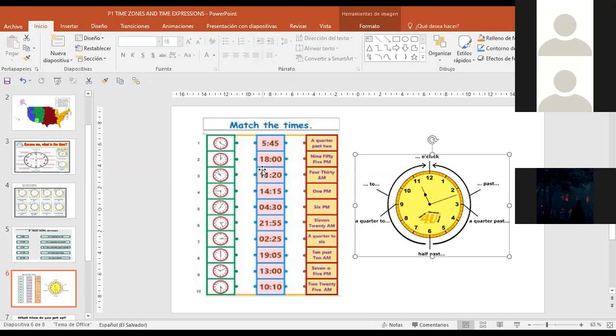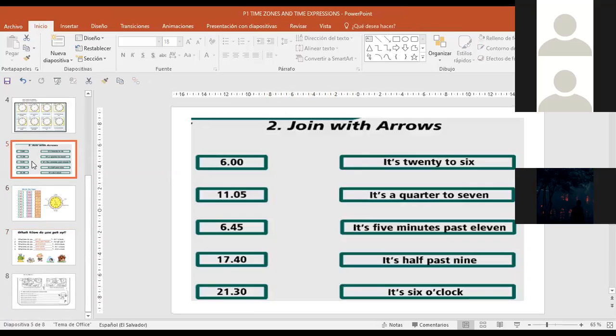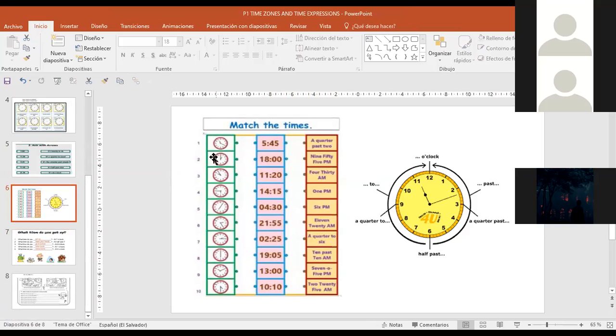Ernesto, what time is it in the number two? Can you hear me? Hello. Creo que no me escucha Ernesto. Ok, bueno, pero la idea es que aquí tenemos, ¿verdad?